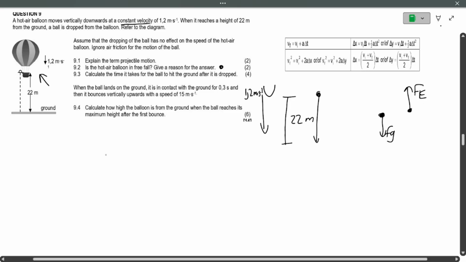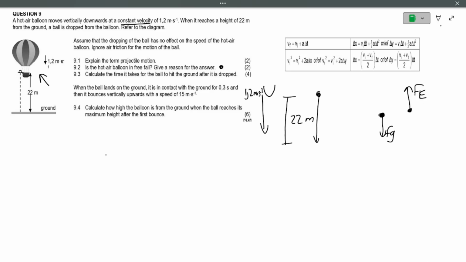Okay, so it says to calculate the time it takes for the ball to hit the ground after it has been dropped. Before doing everything, what I like to do is list my variables so that I know what I have. The first thing we must do is choose a direction. Let's say up is positive, and then let's name our variables.